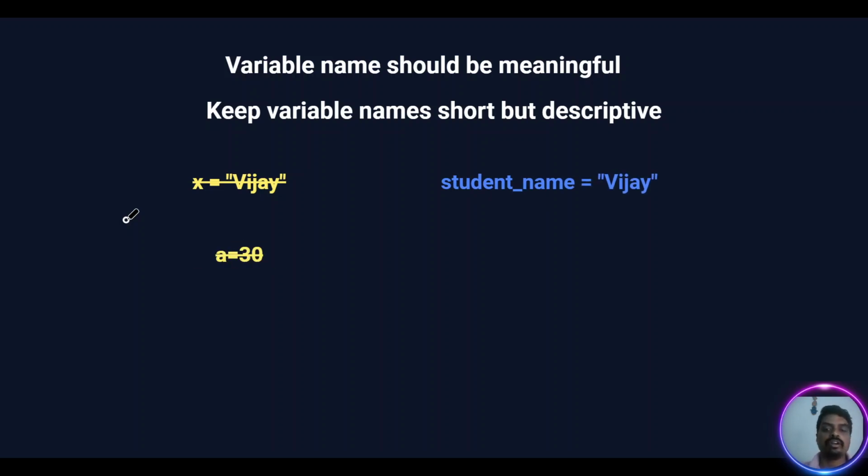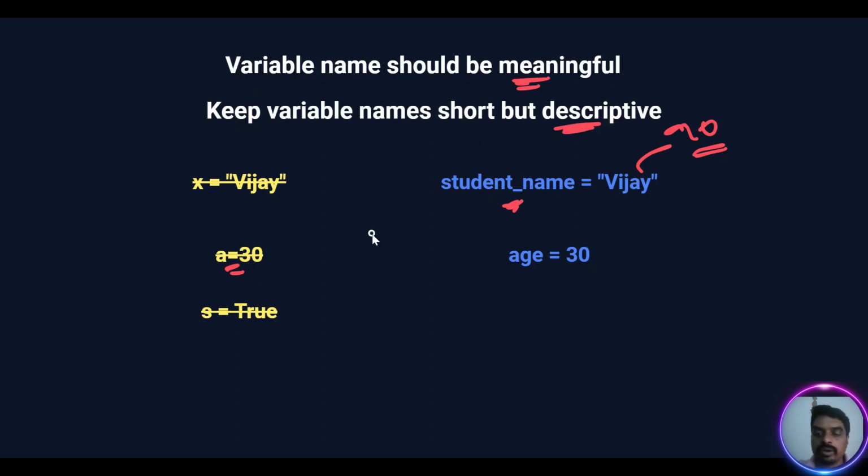But instead if we give student_name equal to Vijay, it will indicate that there is a 90% chance they are storing some student name in this variable. It is easy, right? But you can store anything here, which we will see programmatically later. Similarly, a equal to 30. Do you know what a is? That's why I told you a variable name or anything should be meaningful and descriptive.